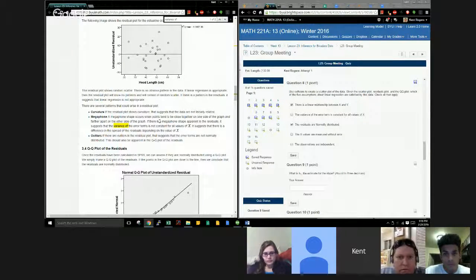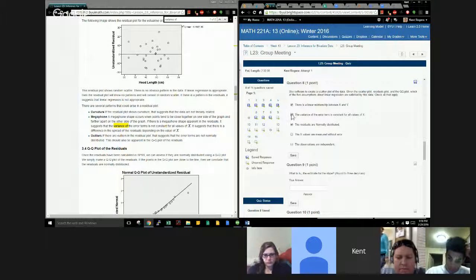A megaphone shape occurs when points tend to be close together on one side of the graph. If there's a megaphone shape apparent in the residuals, which I don't think there was, it suggests that the variance of the error terms is not constant for all values of x. It suggests there is a difference in the spread of the residuals. So it's not megaphone shaped. That sounds pretty good. So we're checking that the variance of the error terms is constant. Yeah, I think so.